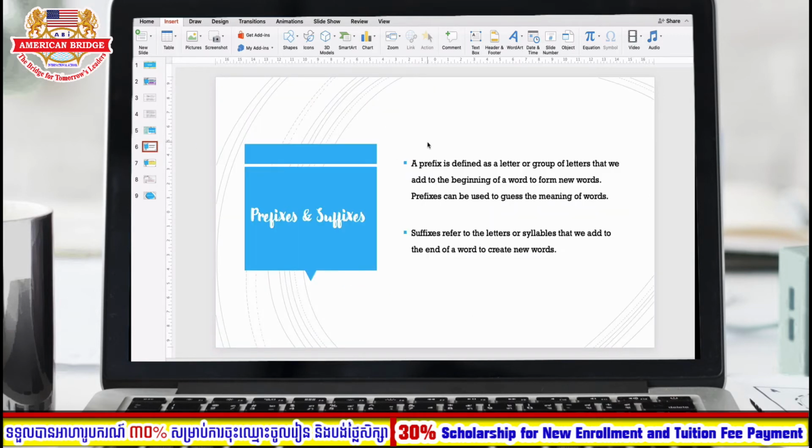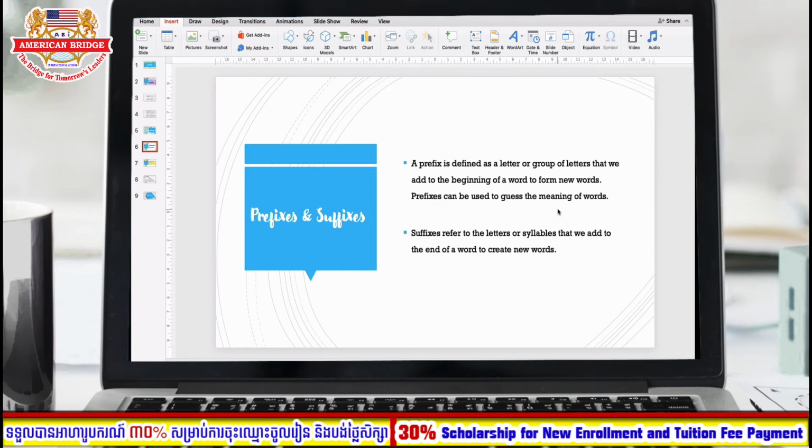So when we use a prefix, mainly it is defined as a letter or group of letters that we add to the beginning of a word to form new words. Again, prefixes generally come at the beginning of the word. So a prefix can be used to guess the meaning of the word. Actually, it focuses on the meaning. When you use a prefix, you turn the meaning of the word.